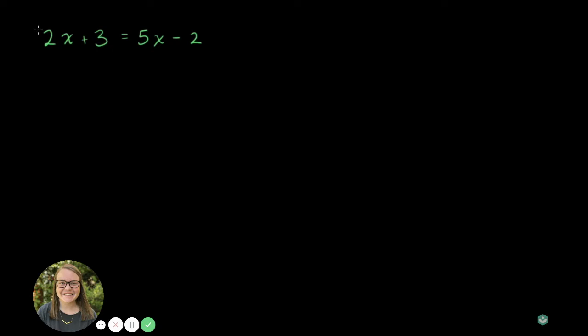So let's visualize it. We have 2x right here on the left-hand side. So that's x plus x. And then you have plus 3. That's equivalent to plus 1, plus 1, plus 1. That's the same thing as 3. I could have drawn 3 circles here as well. Plus 3. And then that is equal to 5 x's, in blue. So 1, 2, 3, 4, 5.